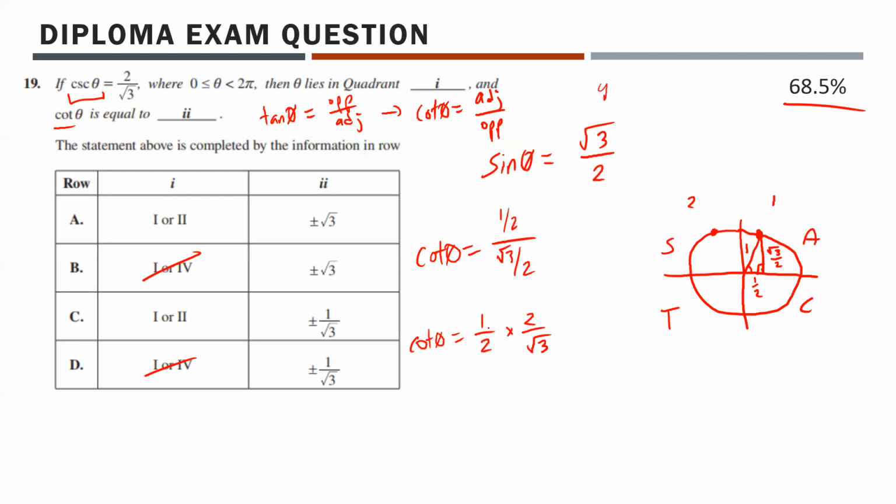So this is 1 over 2 times 2 over root 3. When you multiply fractions, you just multiply the tops and multiply the bottoms. Hopefully you can see that the 2's are going to cancel out here. So this leaves us with cotangent theta equals 1 over root 3.